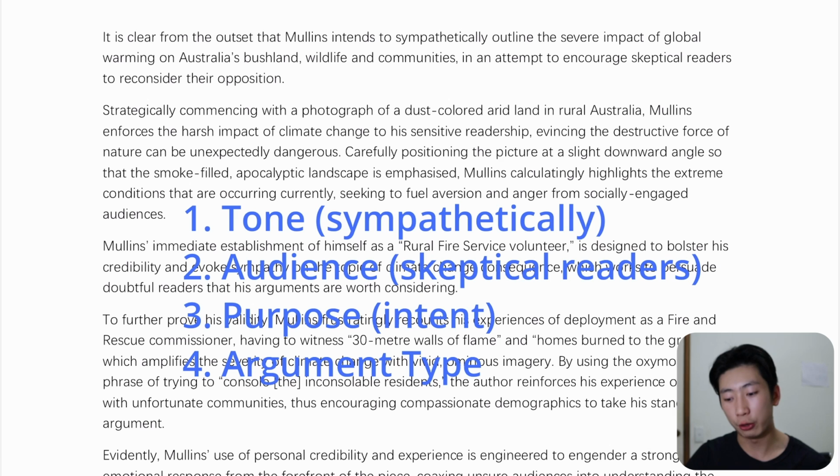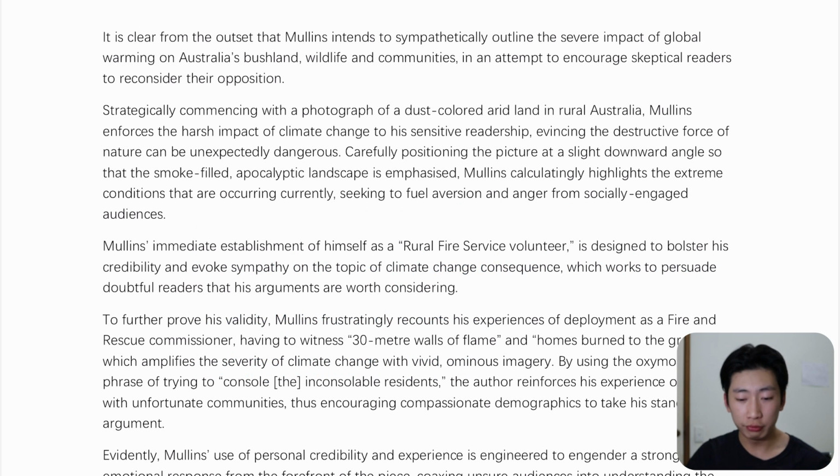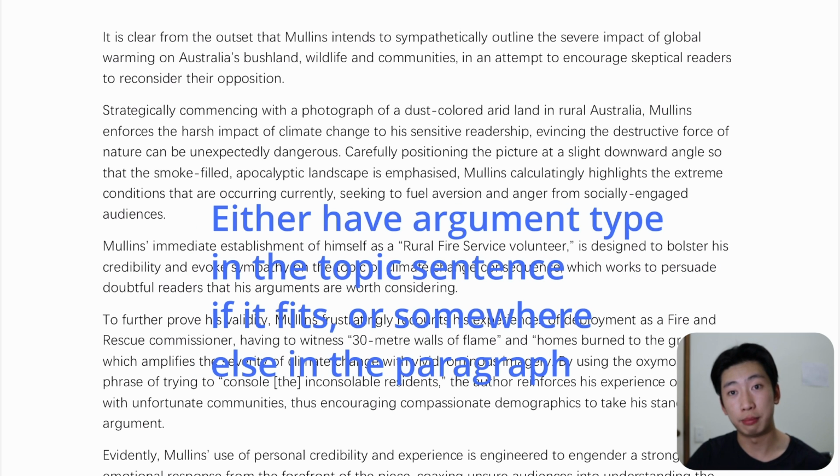So for example, the tone here is sympathetic, the audience in this case is skeptical readers, the purpose, which is the intent in this case, is to outline the severe impact of global warming. And to improve on this, I think it's good to include the argument type.